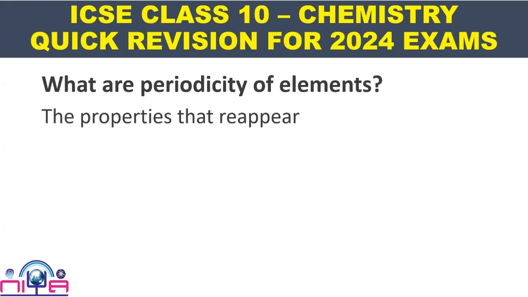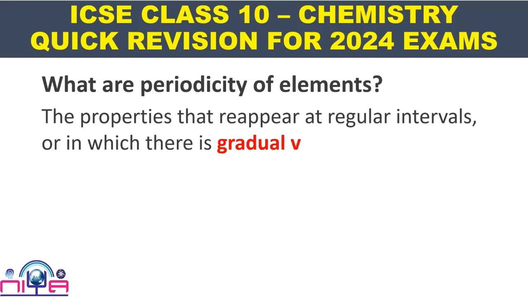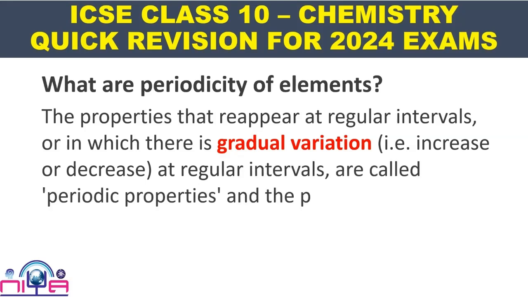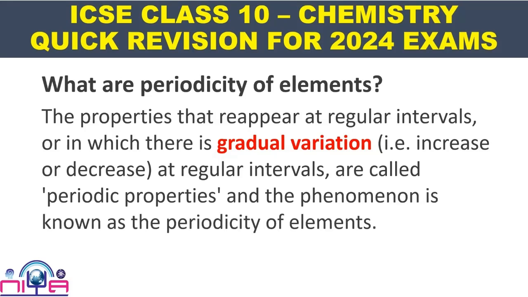What is periodicity of elements? The properties that reappear at regular intervals, or in which there is gradual variation, i.e. increase or decrease, at regular intervals, are called periodic properties, and the phenomenon is known as the periodicity of elements.